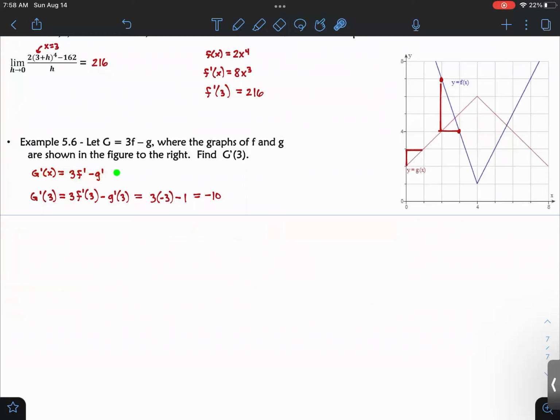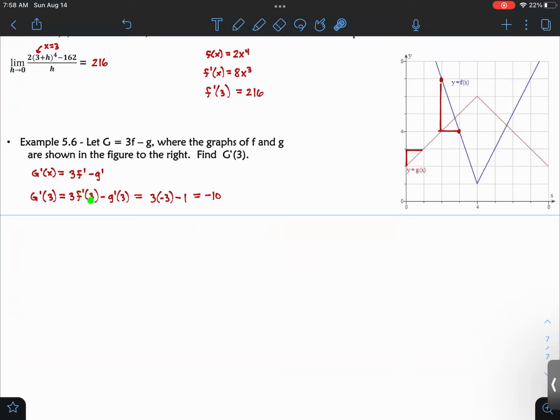Now that I have it there, I'm going to plug in 3's everywhere. I use kind of a shorthand notation where I just call these functions f and g, but really it's little f of x and g of x. So I can certainly replace my f prime with f prime of 3, g prime of 3 if I'm going to plug in a 3. And f prime of 3, g prime of 3, those refer to derivatives, or in a graph, they refer to slopes.